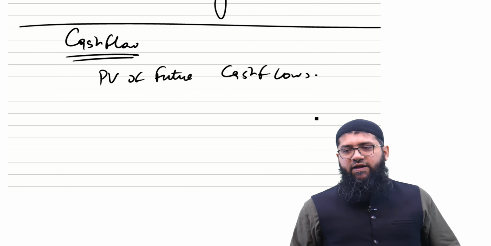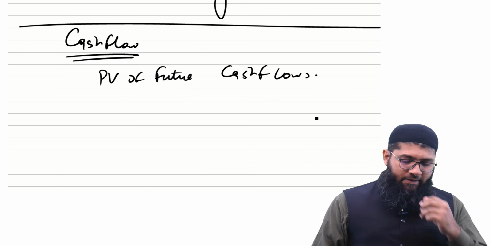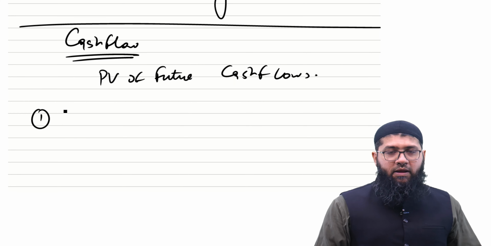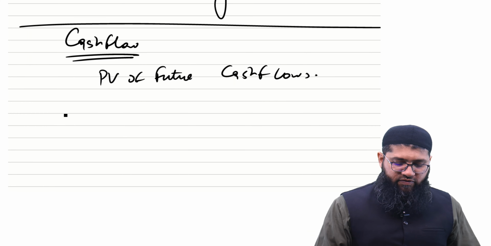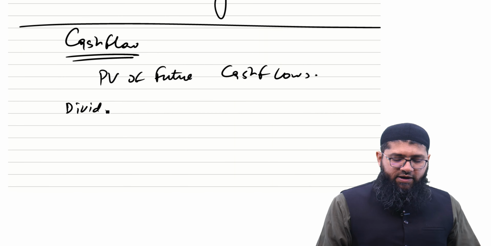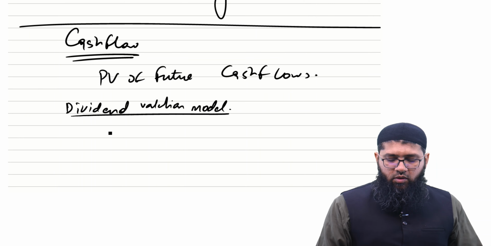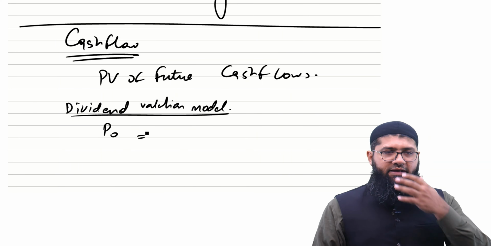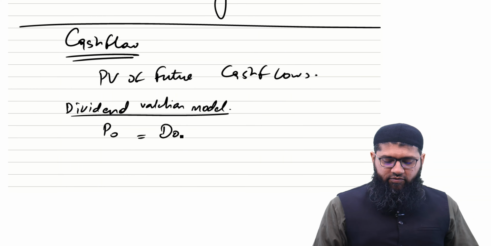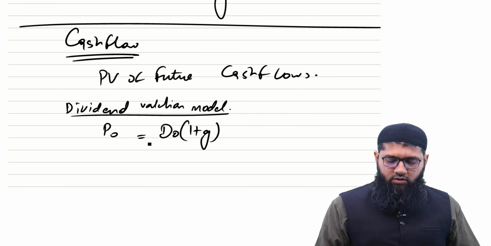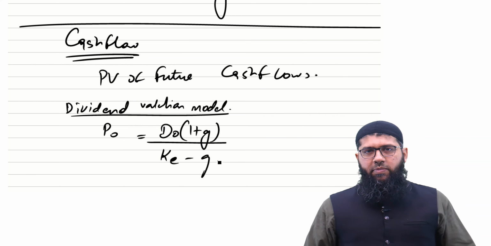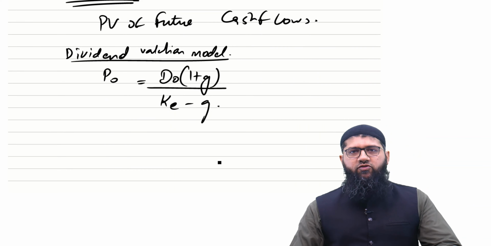One of the scenarios that's examined a lot with you is the dividend valuation model. When we have the dividend valuation model, P naught, which is the current ex-dividend share price, is established like this: D naught (1 plus G) divided by KE minus G.